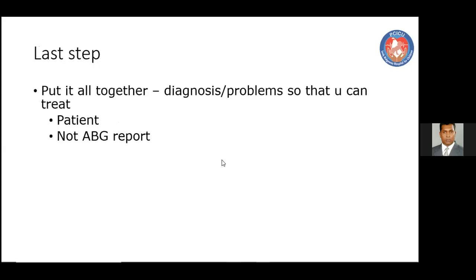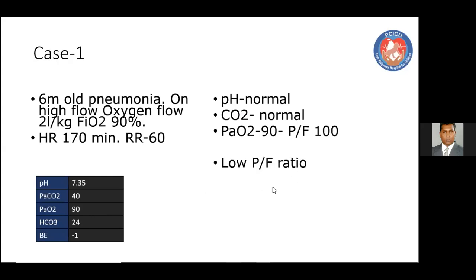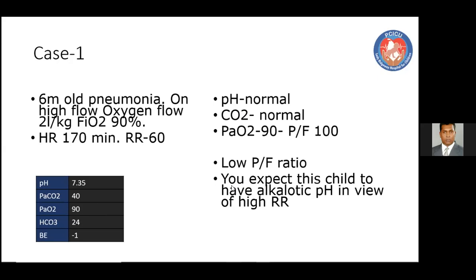So in this patient, pH is normal, carbon dioxide is normal, and PO2 seems to be normal. But if you look at the PF ratio, it's about 100. So low PF ratio, and you expect this child to have alkalotic pH, but this child is not. So you will be very worried about this child, because this child may be having impending respiratory failure. So you need to go and evaluate this child again about impending respiratory failure based on this carbon dioxide alone.